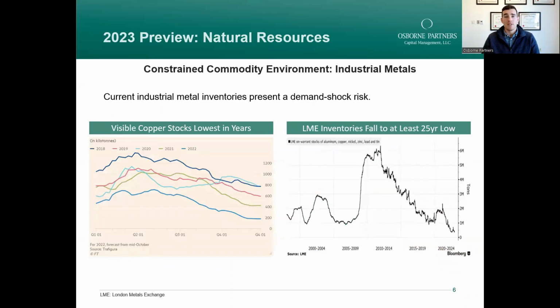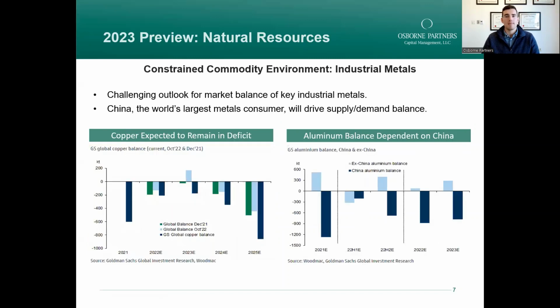Moving ahead into commodities, starting with industrial metals, this slide depicts where we are presently heading into 2023 in terms of the inventories to start the year. On the left-hand chart, you can see copper, which is a key industrial metal. That blue line at the bottom was 2022. You can see the lowest of the visible copper stocks in many years. And on the right-hand side, the London Metals Exchange inventories fall to at least a 25-year low. So presently, we're entering the year where we may see increased demand and increased economic activity, but with inventory levels that are well below kind of normal run rates that we've seen in the past.